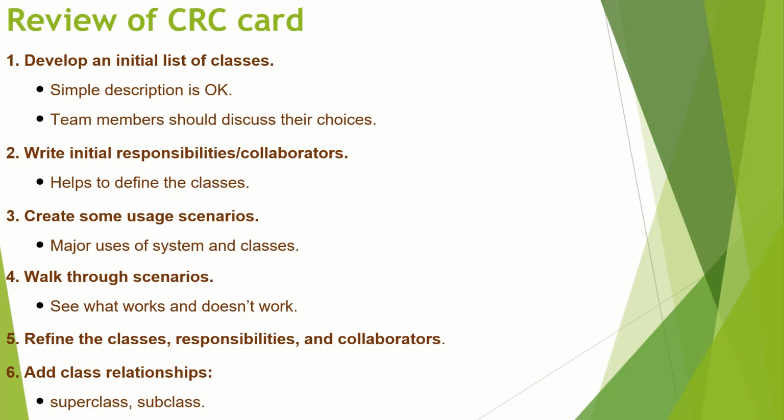The second step is to write an initial list of responsibilities and collaborators, where the responsibilities list helps to describe in a little more detail what the class does. The collaborators list should be built from obvious relationships between classes. Both the responsibilities and collaborators will be refined in the later stages. Next, create some usage scenarios. The scenarios describe what the system does. Scenarios probably begin with some type of outside stimulus, which is an important reason for identifying the relevant real-world objects.